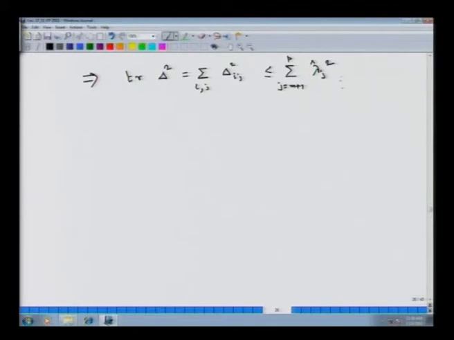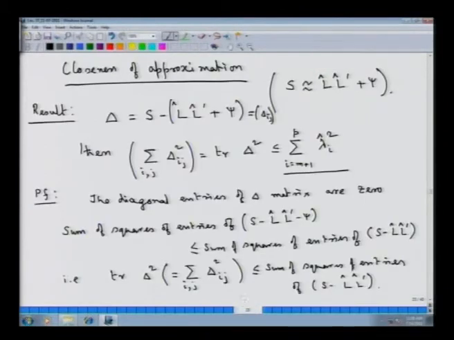So, this proves the result that is quantifying the closeness of approximation, that this matrix, which is the difference between S and the matrix which approximates S in this principal component method for estimation of L and psi, is bounded by this quantity on the right hand side.